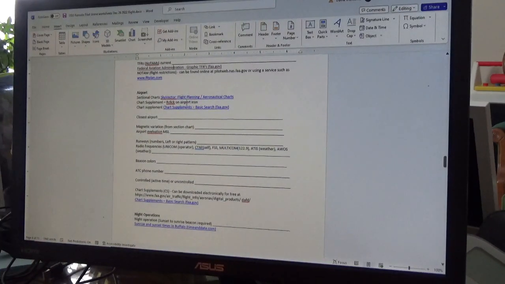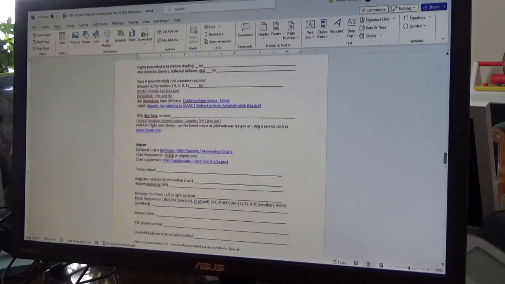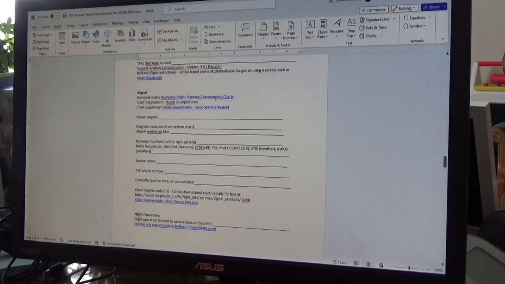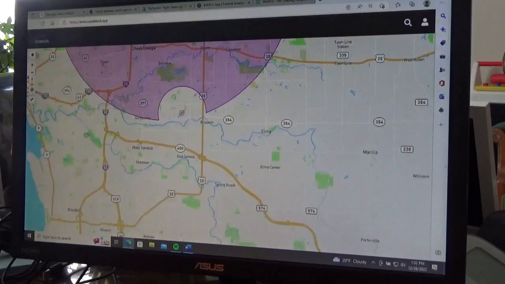Okay, so did we do a SkyVector one already? Yep. So, airports from the sectional charts. Closest airport. Let's go see back to our charts.